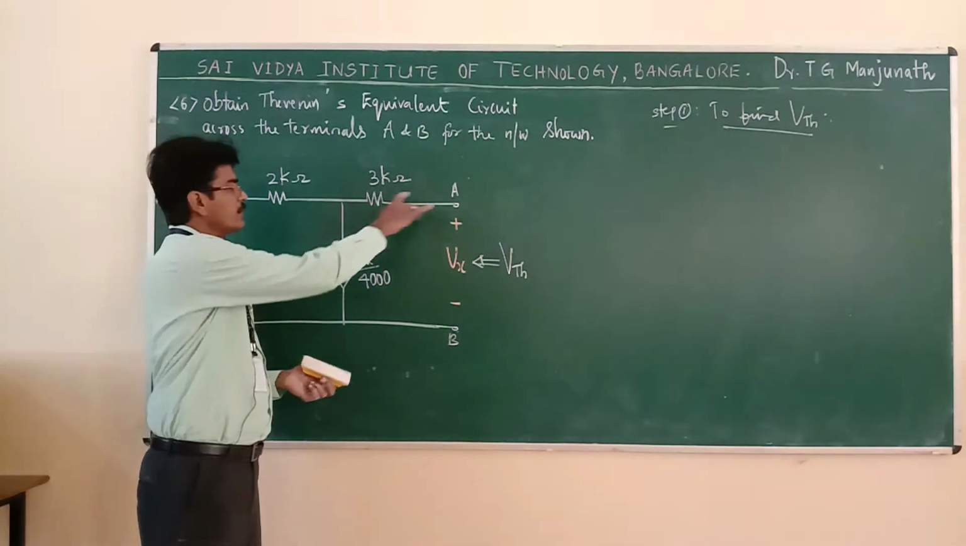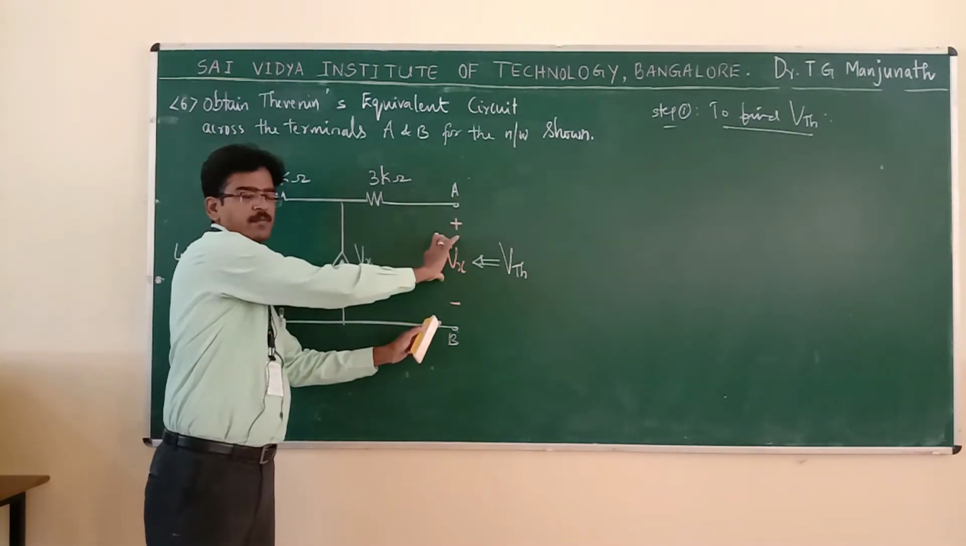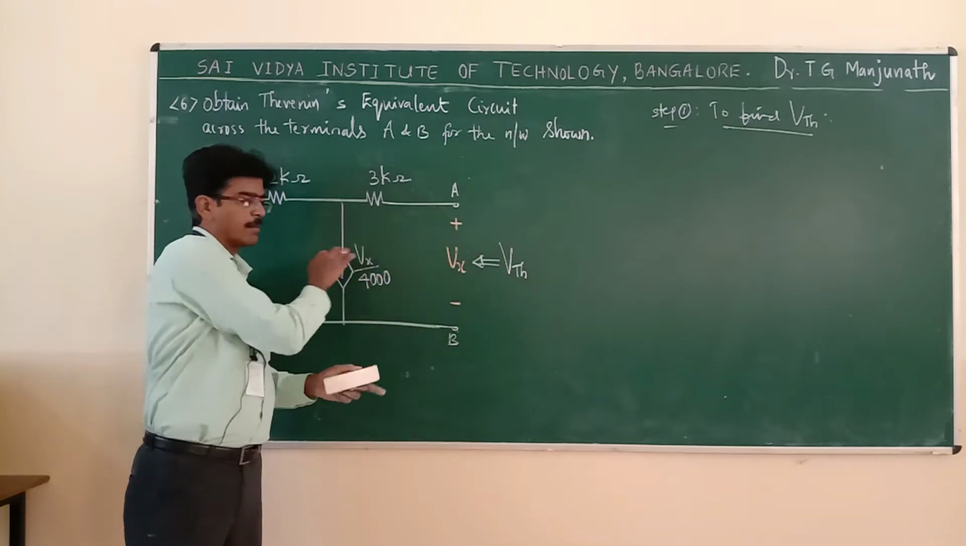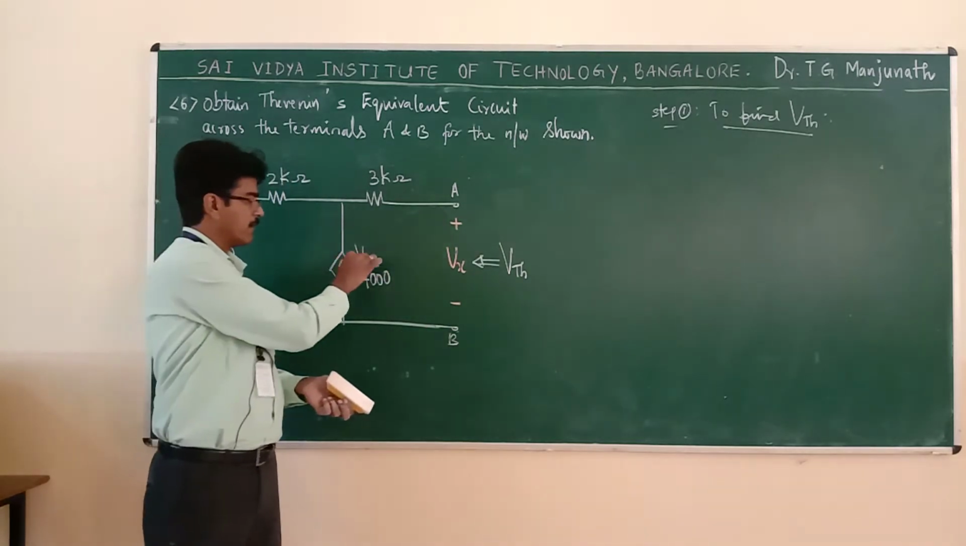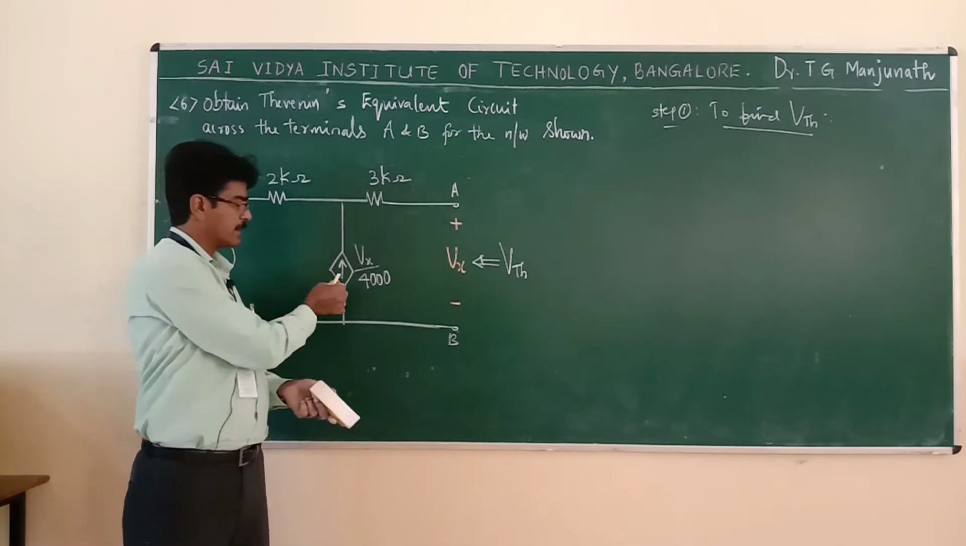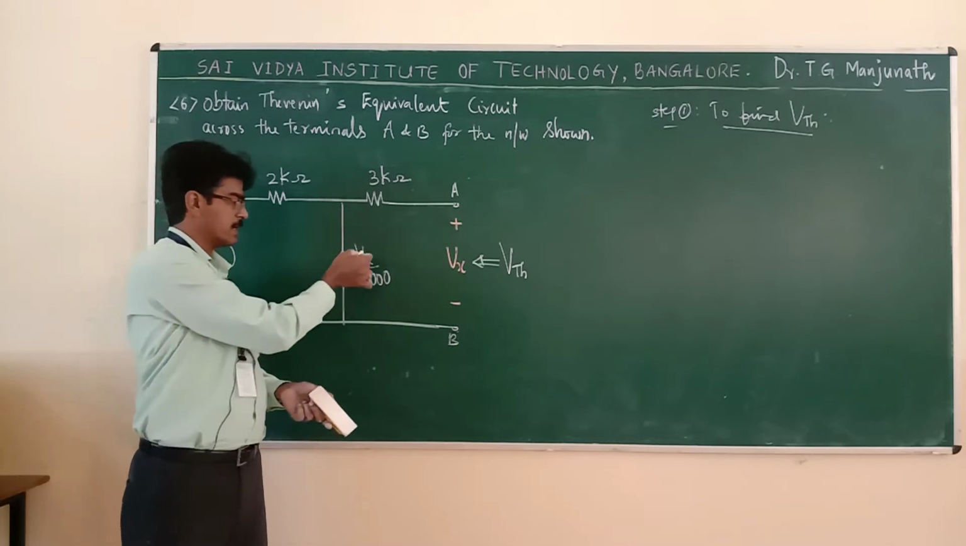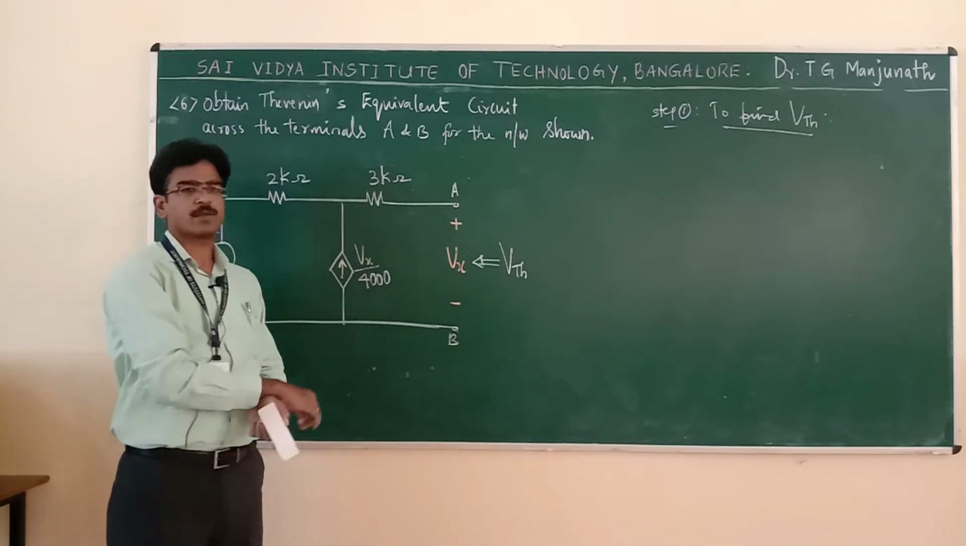Now, the voltage between A and B is Vx, which is given. You have a dependent source, so the dependent variable is Vx. This is a current source because the arrow is given, depending on voltage. Hence, it is a voltage dependent current source.